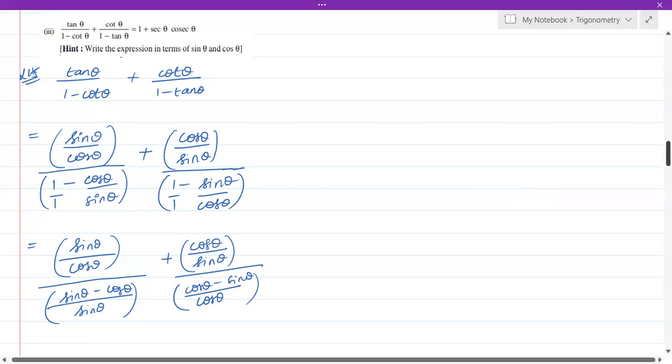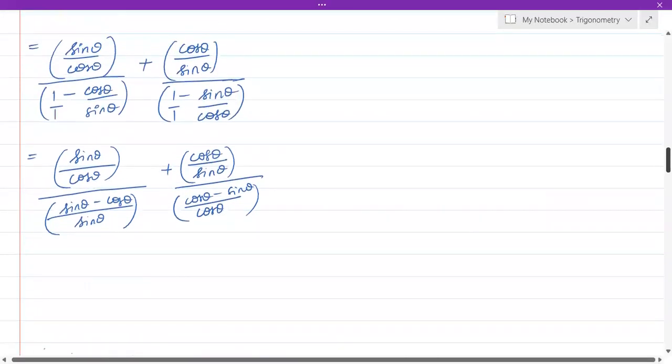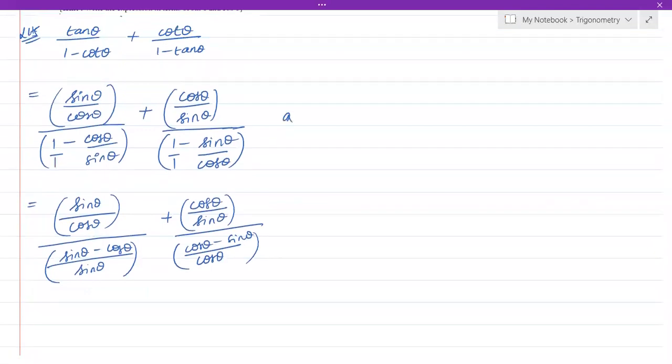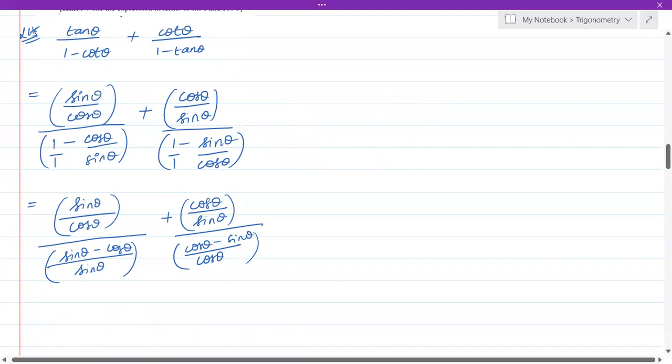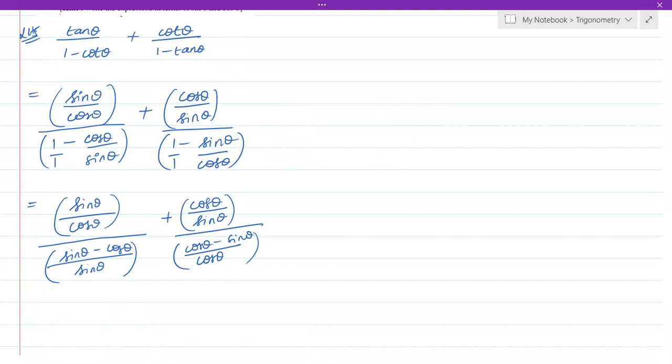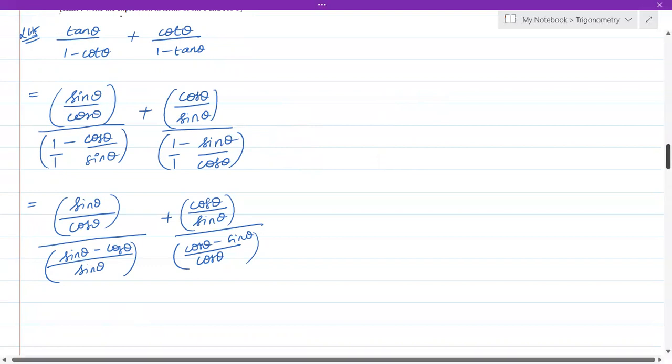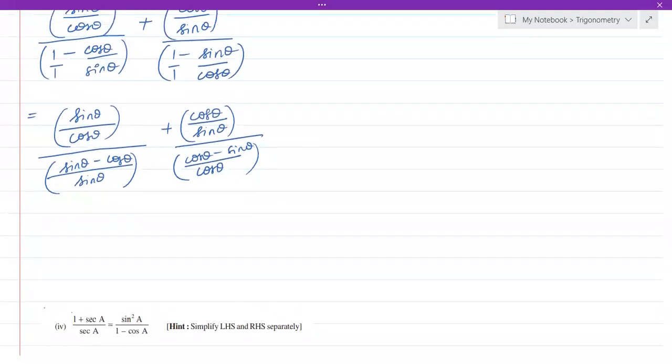Okay. So in the next step, if you remember, if anything is in the form of a by b divided by c by d, you've done it many times. What do you do? A by b, the division becomes into d by c, isn't it? You take the reciprocal. Same way, here a by b is sin theta by cos theta, c by d is sin theta minus cos theta by sin theta. If you observe, it is in the form of a by b divided by c by d.